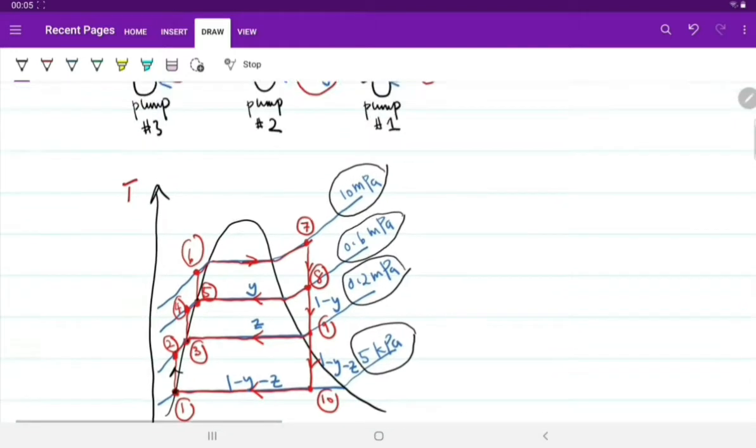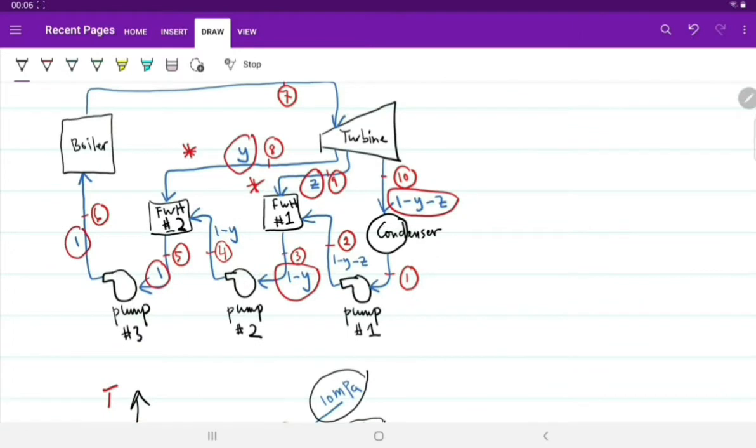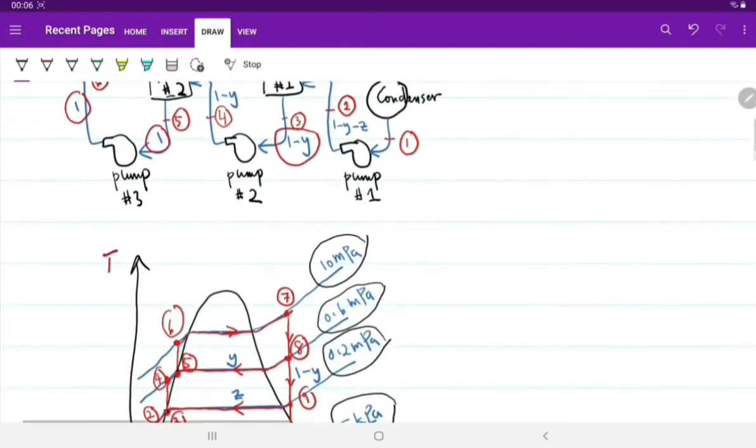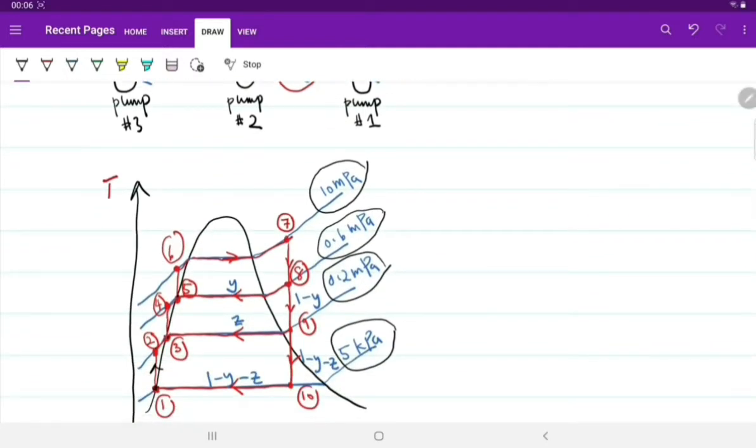Okay, and then from 2 it goes to 3, where it combines with the 9. 2 to 3 combines with the 9. Okay, 9 coming from the steam turbine.